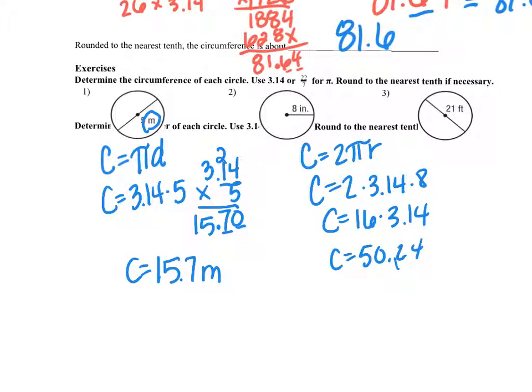Okay, now I need to round to the nearest tenth. What do I need to do? This is my tenth, so I look back. Is it 5 or more or 4 or less? 4 or less, so I stay the same. Okay? And make sure I put my measurement on it, okay? 50.2 inches.